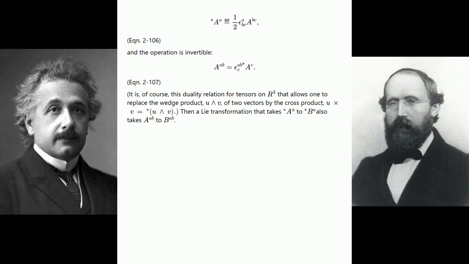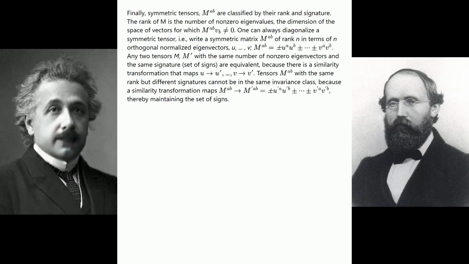See equation 2-107. It is, of course, this duality relation for tensors on R³ that allows one to replace the wedge product, u ∧ v, of two vectors by the cross product, u × v = ε^* u v. Then a linear transformation that takes a^*A to b^*A also takes a^AB to b^AB. Finally, symmetric tensors, M^AB, are classified by their rank and signature.